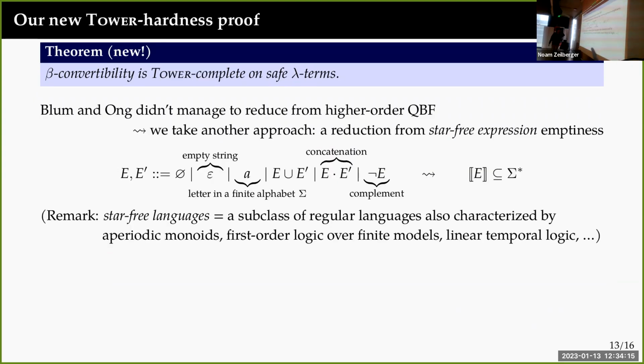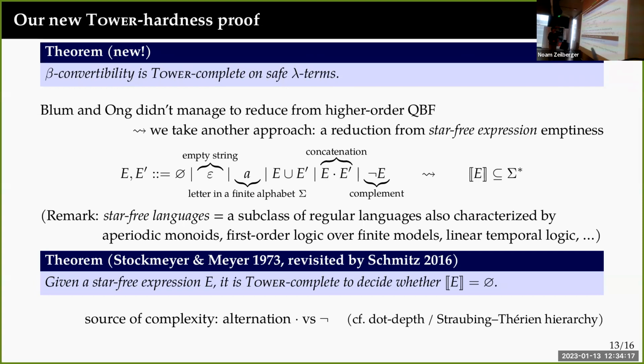And the strategy is, instead of reducing from higher QBF, to reduce from the problem of, given a star-free expression, so a grammar describing a subclass of regular languages, deciding whether the language described by the star-free expression is the empty language. That is a very canonical tower complete problem, and they do provide a reduction.